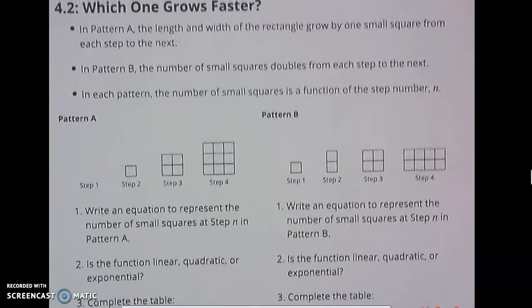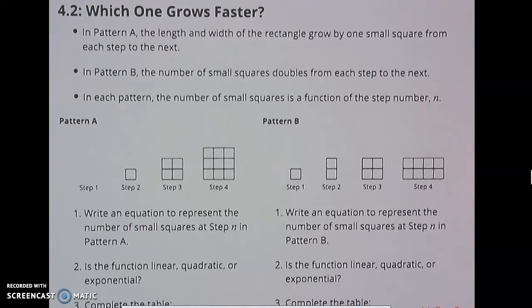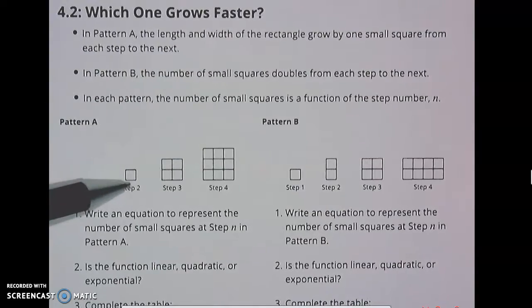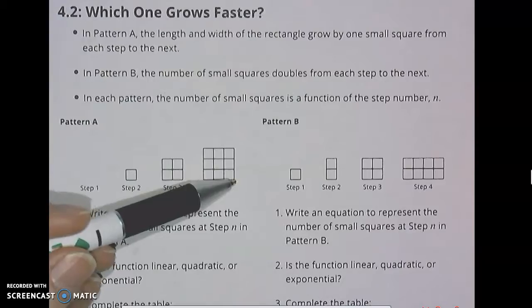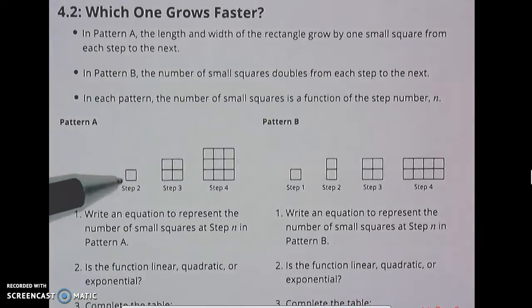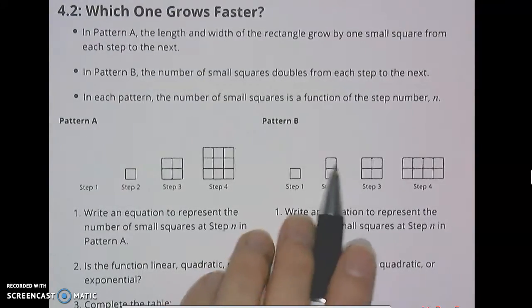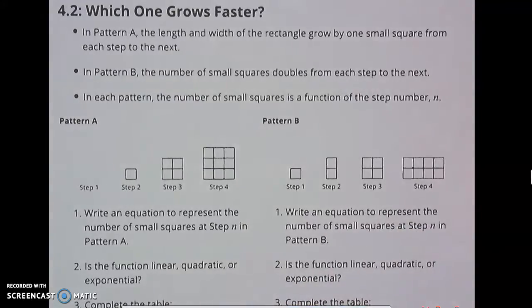Next up, we are going to look at some patterns, and we want to figure out which one grows faster. In pattern A, the length and the width of the rectangle grow by 1 small square from step to step. So the length is growing by 1 square each time, and so is the width. In pattern B, the number of small squares doubles from each step to the next. So we started with 1 square, and then 2 squares, 4 squares, 8 squares, and that pattern would keep going.